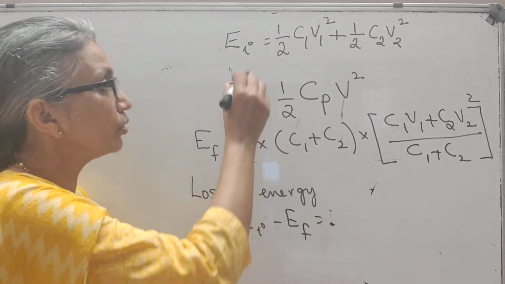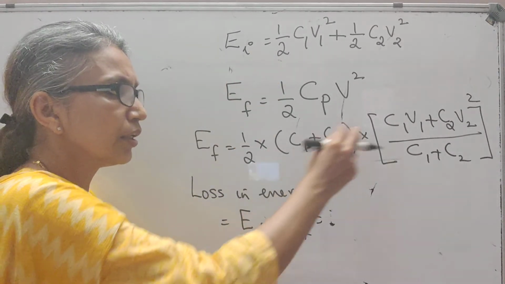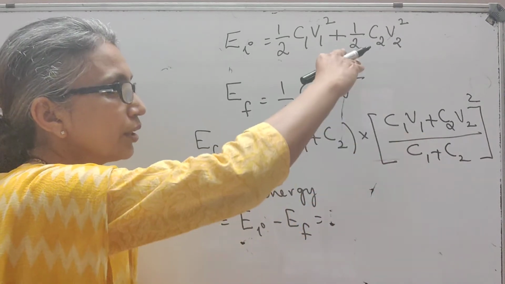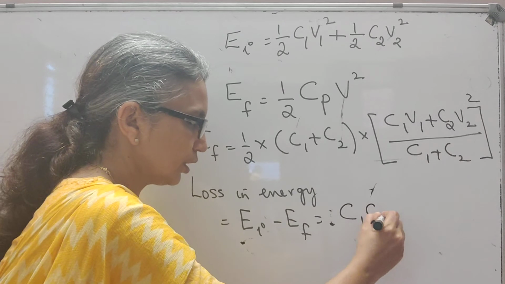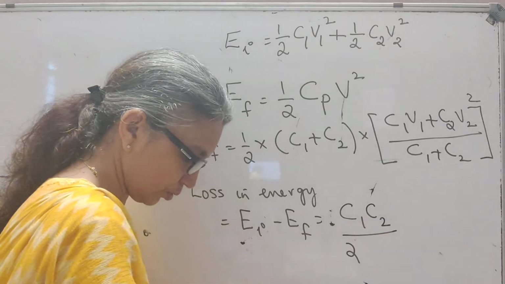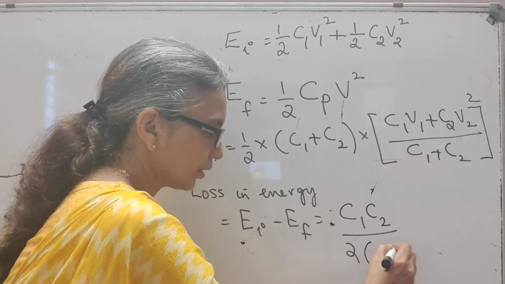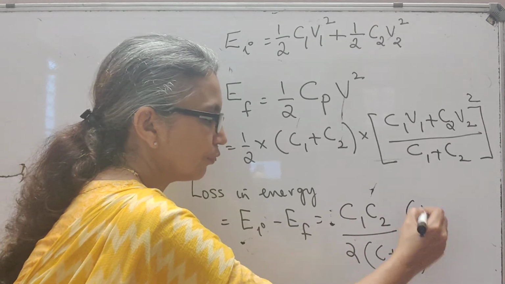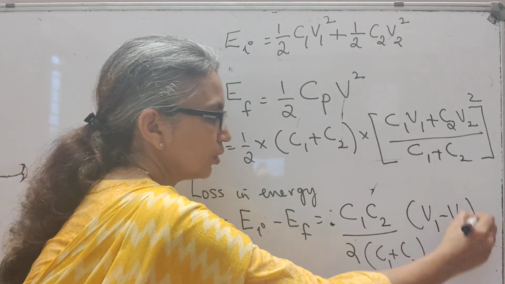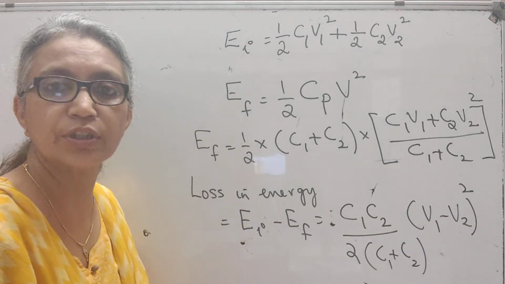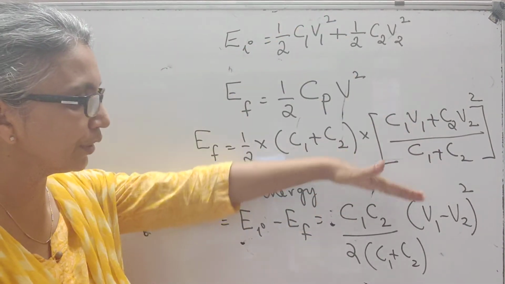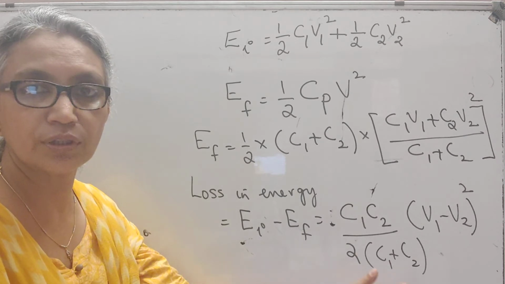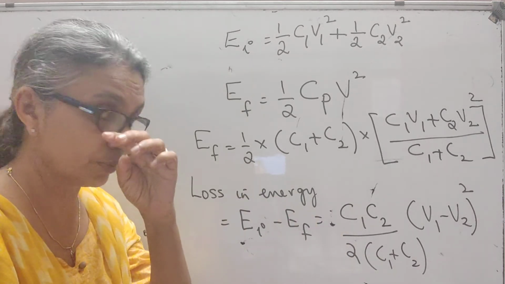Now E initial is this and E final is this. Open the bracket, subtract, and you get your final equation as C1 C2 by 2 into (C1 plus C2) into (V1 minus V2) the whole square. This is your final equation. After you open this bracket and subtract E initial minus E final, you get this equation. You have to learn this equation by heart for problems.